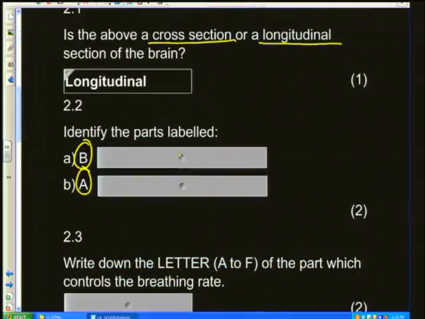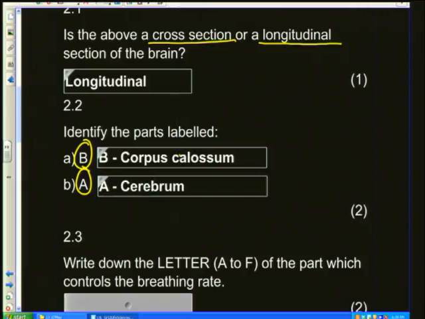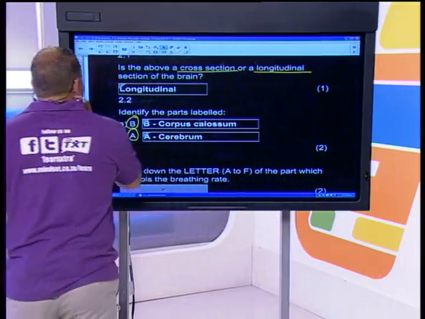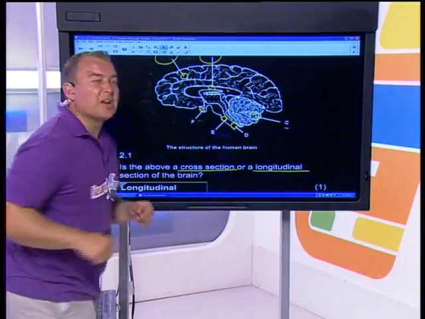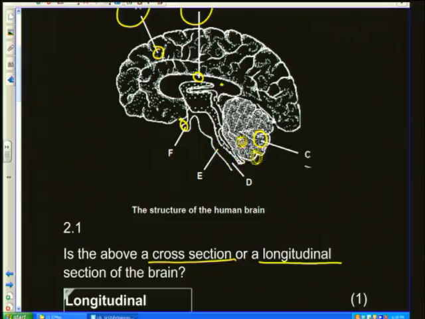Let's push that. There. B is the corpus. Let's get rid of this. There we go. B is the corpus callosum. Right? And A, of course, is that big part, which is your cerebrum, not cerebellum, cerebrum. Okay, it's a big part of the brain. Now, just interesting information while we're going along. Okay, cerebellum.